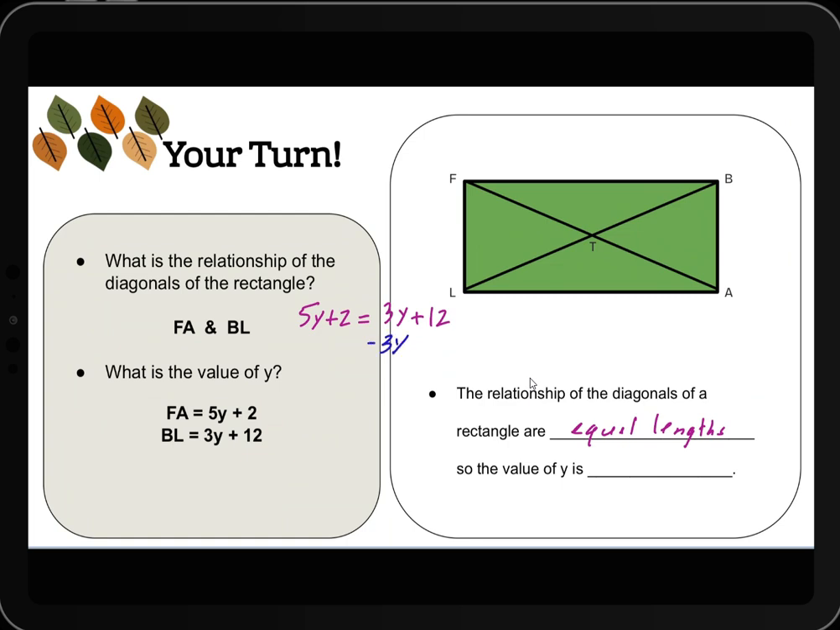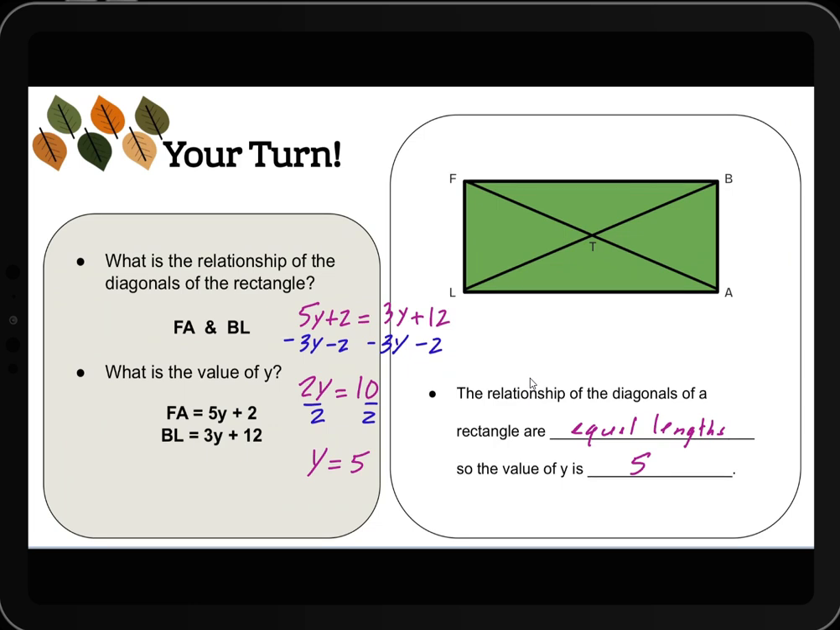So I'm going to subtract 3y on both sides, and I can subtract 2 on both sides as well. And that allows me to arrive at 2y, which will then equal 10. Then I can divide both sides by 2, and I end up with y is equal to 5. So I know that y is going to equal 5 in this case. So the diagonals are going to be equal in a rectangle, and that's a unique property that I highlighted in orange in that previous slide that I referred back to over the properties of rectangles.